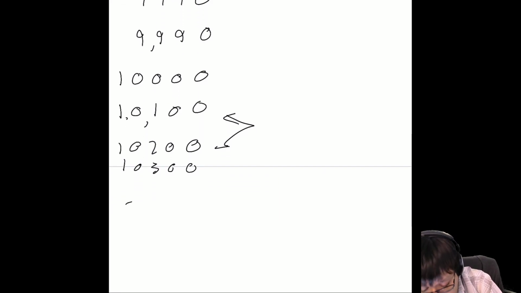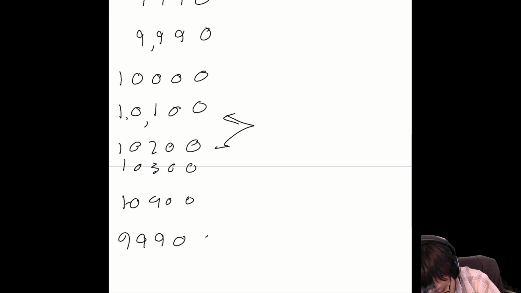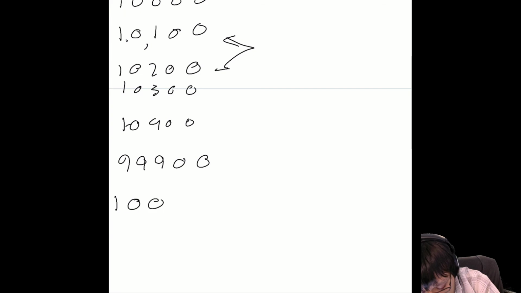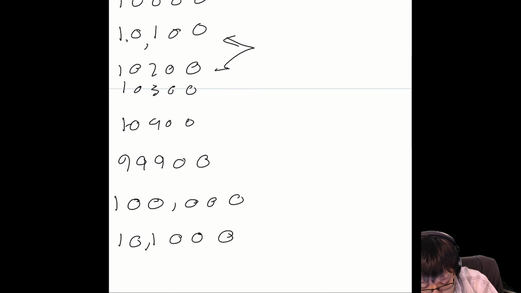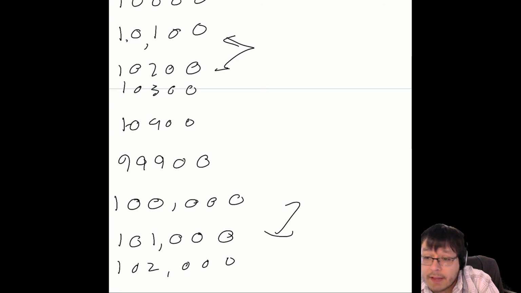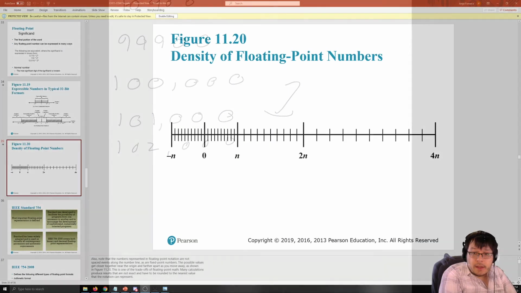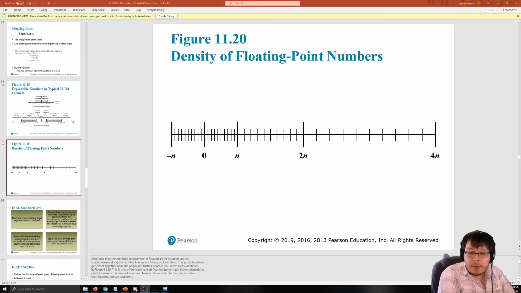And this is going to be the same system until you get to 99,900. From there, when you get to 100,000, you can keep that accurately, no problem. But then the next number you can keep is 101,000. And then 102,000. And so now you're going in ranges of 1,000. As you can see, that is what this chart is sort of doing. You can keep a lot of tiny numbers, but the bigger the number you go, the bigger the gaps between the numbers that you can actually keep are.